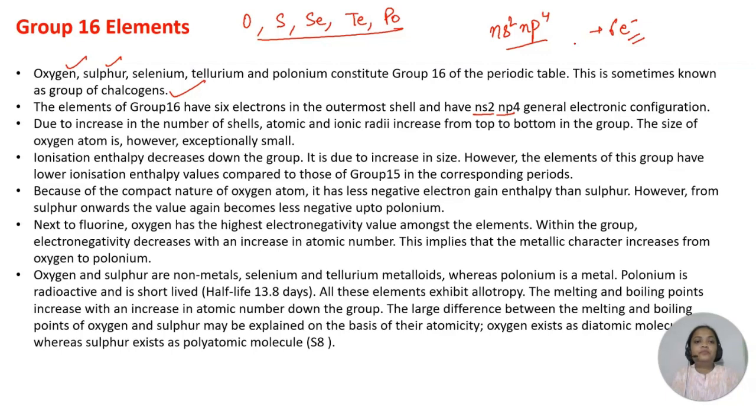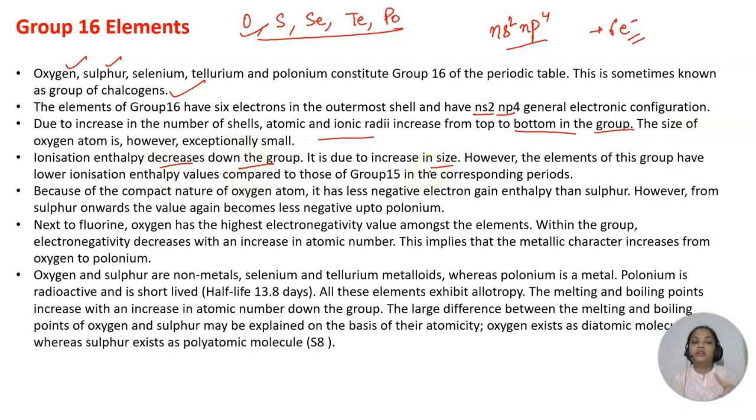Now when we move down the group, the number of shells increases, so the atomic and ionic radii increase from top to bottom. No such anomalous behavior, no such exception. But oxygen's size will be exceptionally small, of course, because it is in the second period. If the atomic size is increasing, ionization enthalpy decreases down the group because of the increase in size.